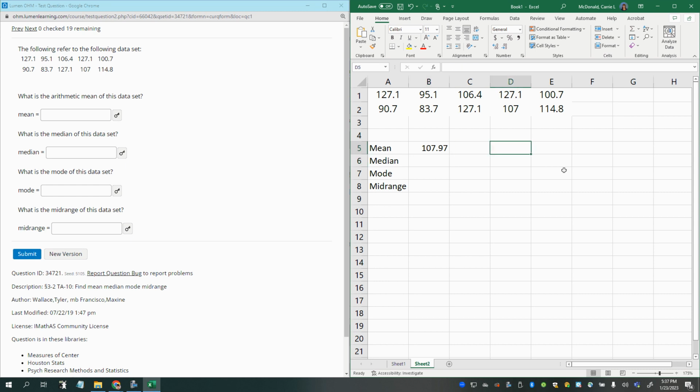If I wanted to test that this is right, I could add up all the numbers. Okay, I can either do it by just clicking on the cells and adding them like this.